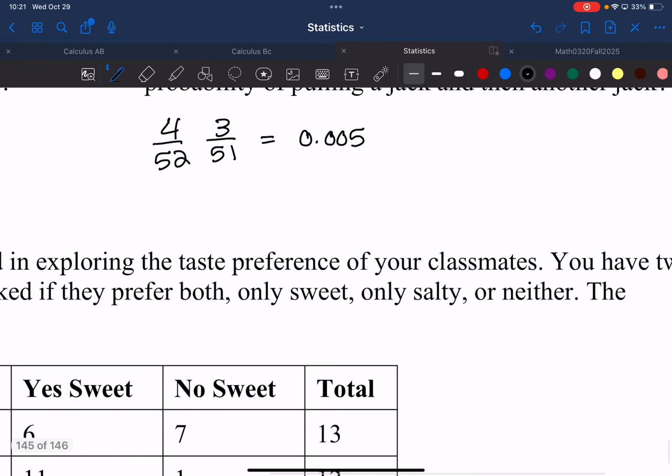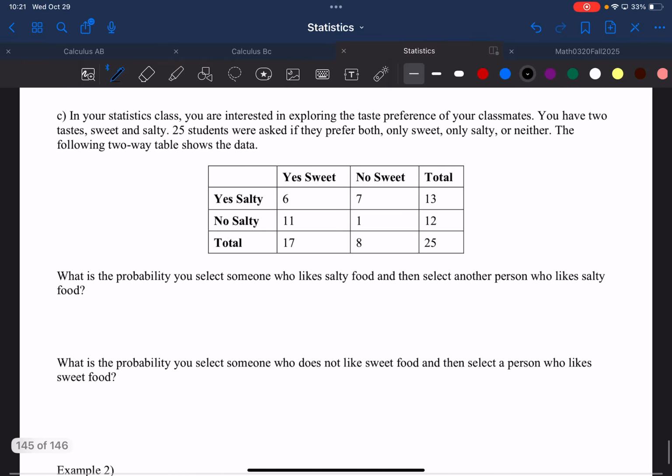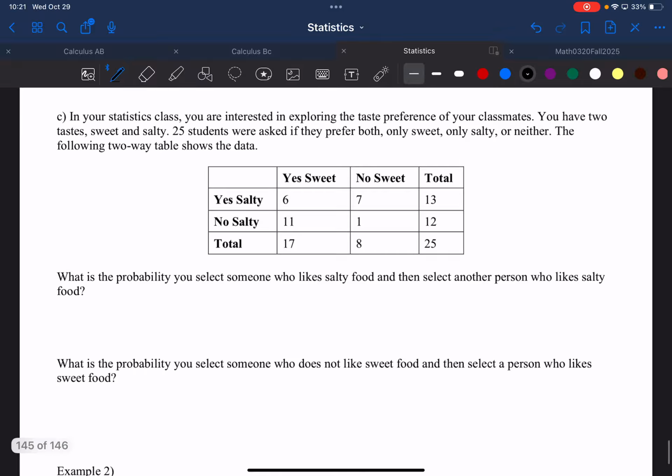In the next example, these are typically how your questions are going to look like on a test. Right? They're going to give you a scenario, a table, and then they're going to ask you specifics about the probabilities. So it says, in your statistics class, you're interested in exploring the taste preference of your classmates. You have 2 tastes, sweet and salty. 25 students were asked if they prefer both, only sweet, only salty, or neither. The following 2-way table shows the data. And I believe we did the same one in the Venn diagram notes.